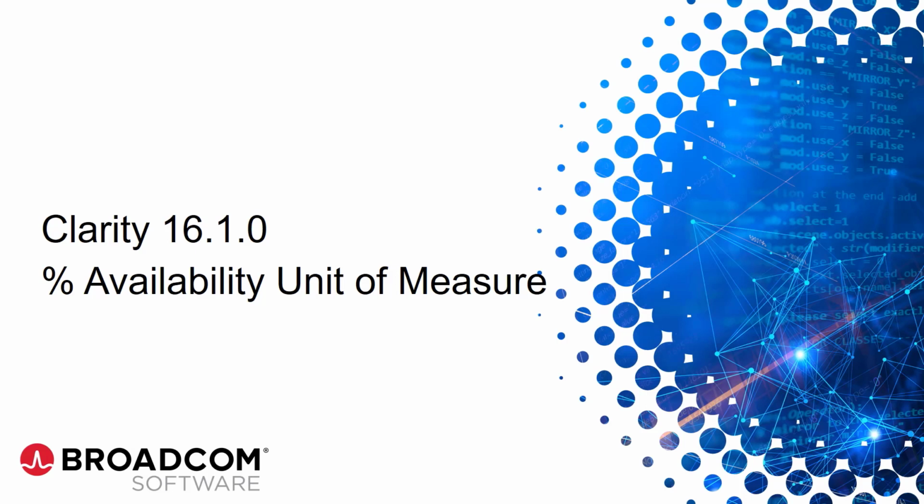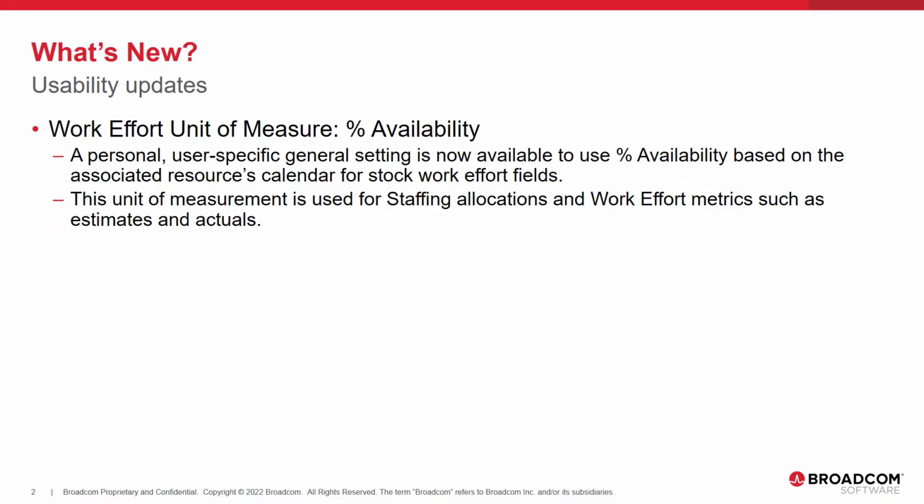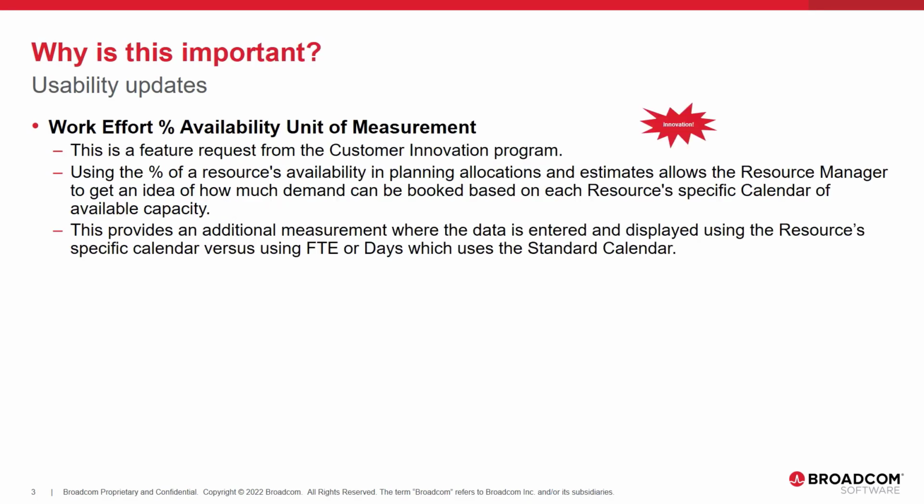New in Clarity 16.1, using the percent availability as a unit of measure. What's new? A personal user-specific general setting is now available to use percent availability as a work effort unit of measurement. This is based on the associated resource's calendar for any of the work effort fields, such as staffing allocations, assignment estimates, and actuals.